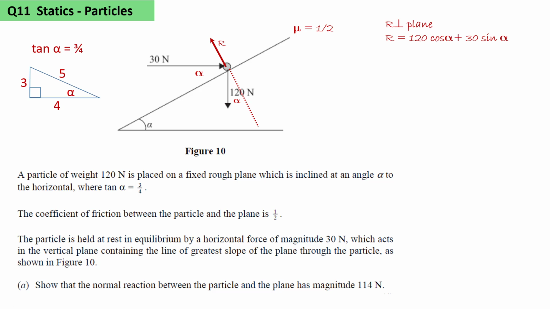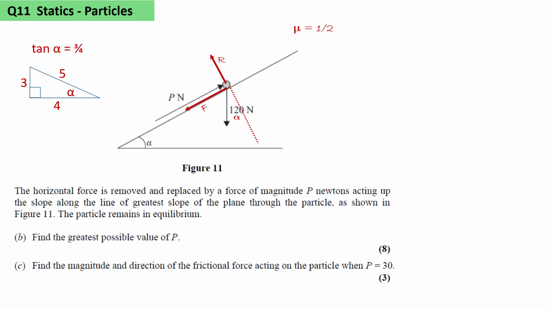So we resolve forces perpendicular to the plane, and we get that the reaction R equals 120 cos alpha. That's the component of the weight acting perpendicular to the plane, plus 30 sine alpha. That's the component of the force of 30 newtons acting perpendicular and into the plane. From this, we can calculate that R must be 114 newtons.